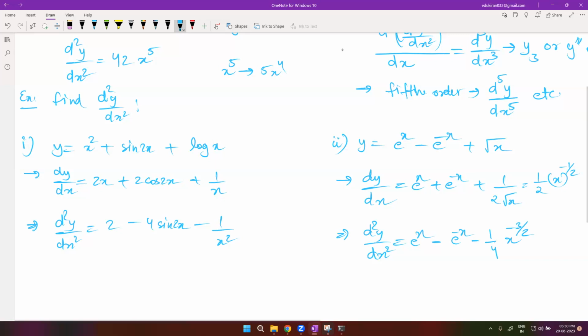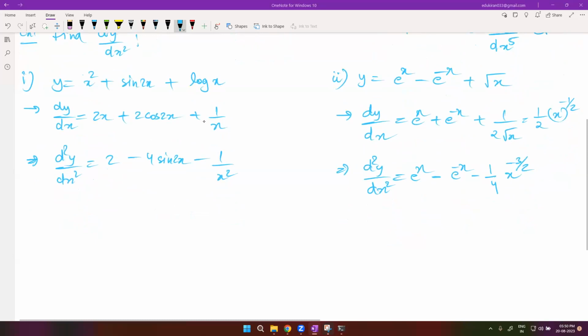Okay, solve this one. Now I have to give you more questions because you have already tested this one. Let's try some more questions. So, this is x to the power minus 7 by 5. Let's find out d2y by dx square for this function.